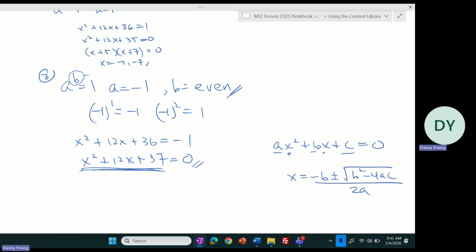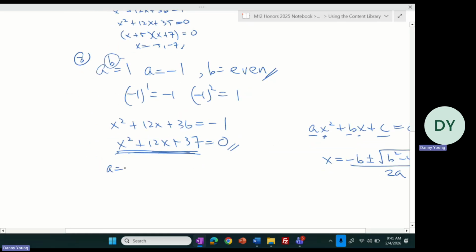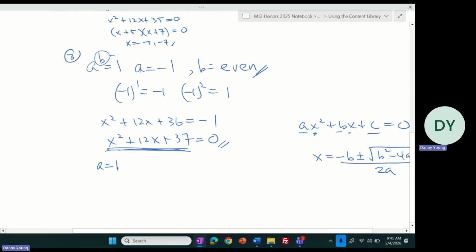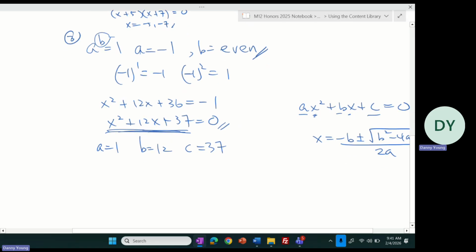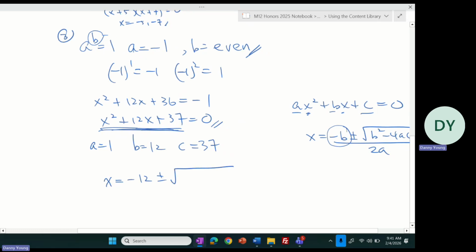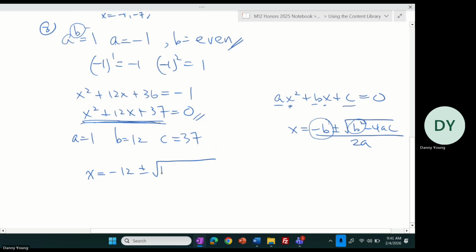Next year, when you get Miss Wu, your job is you need to come up with the formula and how to solve, like where the formula comes from. Anyways, what is a right now? 1, because there's no number there. What is b right now? 12. What is c right now? 37. So what you do then is, let's use the quadratic formula. X is equal to, what's -b? -12 plus or minus square root of, what is b squared? 144 minus 4 times 1 times, what is c equal to? 37, all divided by 2.